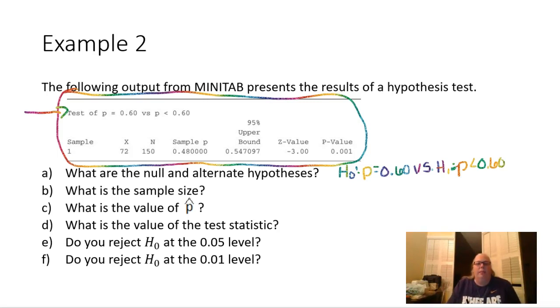Part B, what is the sample size? Well, that can be conveniently found right here. That's our n. N is equal to 150.